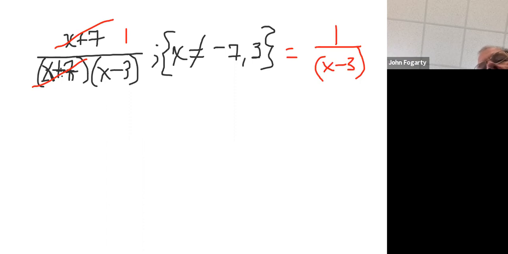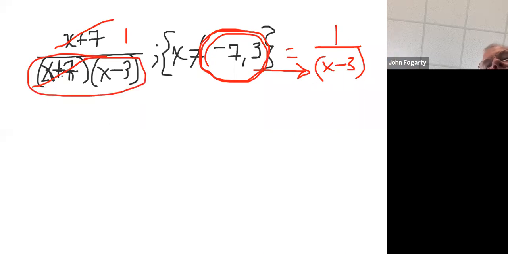Now pay attention. Make sure you find the excluded values before you actually simplify. Because if you simplify, you're going to include values that would still make your denominator undefined. Does that make sense? Make sure you do this first before you do this, right? You got to do this first, right? All right. Next one's similar.